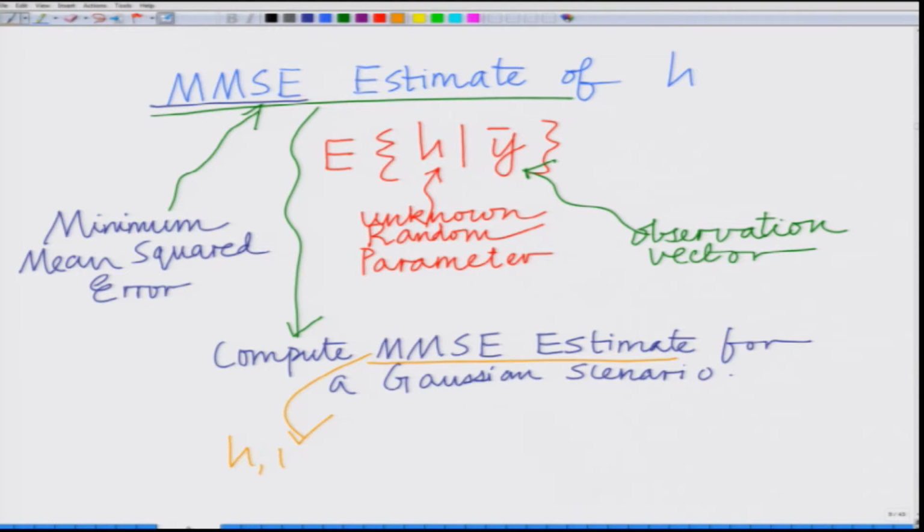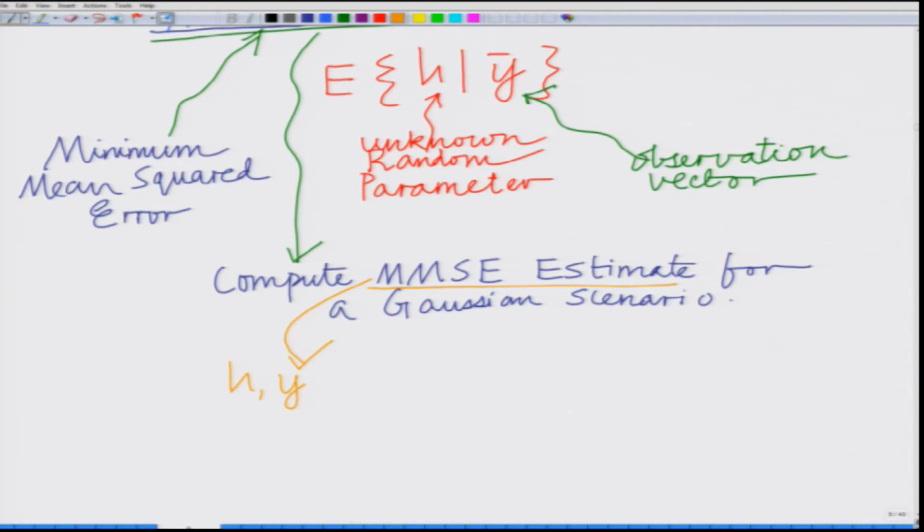We are considering a single observation y. When the parameter h and the observation y are jointly, and this is important, jointly Gaussian, that is, the random parameter h and its corresponding observation y are jointly Gaussian random variables, we want to compute the MMSE estimate for this scenario, which is nothing but the expected value of h given y.